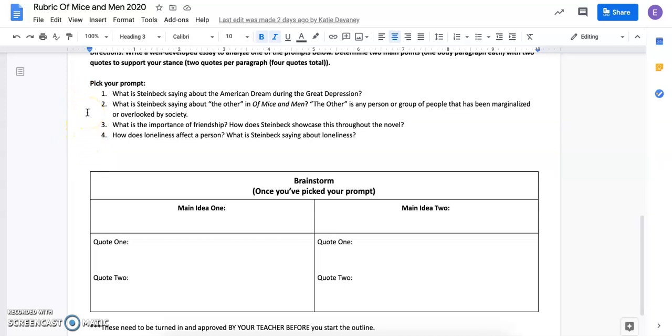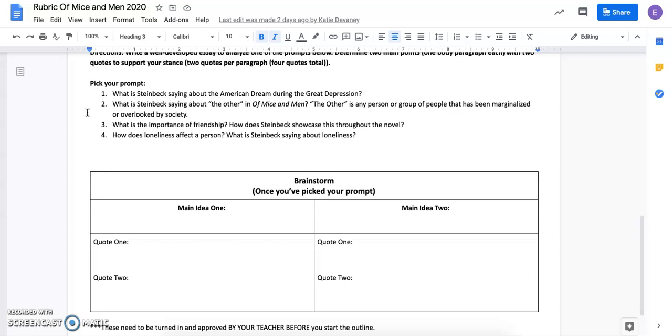Prompt number one says, "What is Steinbeck saying about the American dream during the Great Depression?" So, in Of Mice and Men, what is John Steinbeck, the author, saying about the American dream during the Great Depression? Number two, your second option is, "What is Steinbeck saying about the other in Of Mice and Men?" If I saw you in class this past week, you'll know my explanation of the other. If you watched my agenda videos from last week, you'll know what this means. Just so you know, the other is any person or group of people that has been marginalized or overlooked by society. So, what is he saying about those characters in the novel that are considered the other?